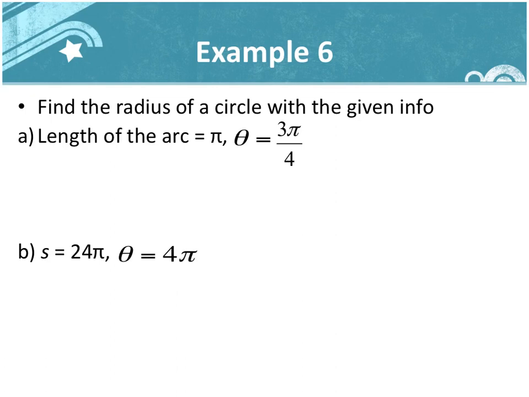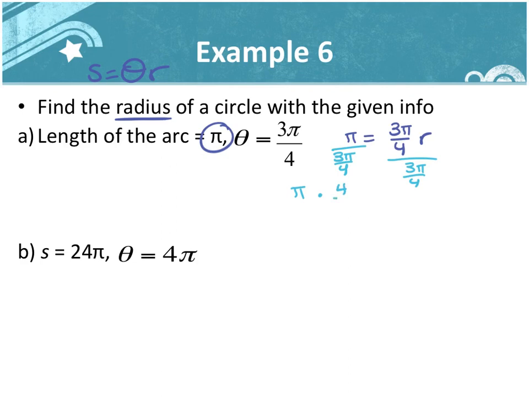All right, last up, find the radius of the circle with the given information. So I'm using the same formula, but this time I'm given different information and I'm looking for different information. This time I want to solve for r. So A says the length of the arc is pi and theta is 3 pi over 4. So let's plug in what we have. This is my S, pi equals theta, 3 pi over 4, times my r is what I don't know. So I can divide both sides by 3 pi over 4. And dividing pi by 3 pi over 4 is the same thing as multiplying by 4 over 3 pi. The pi's cancel here, and I get r is 4/3.